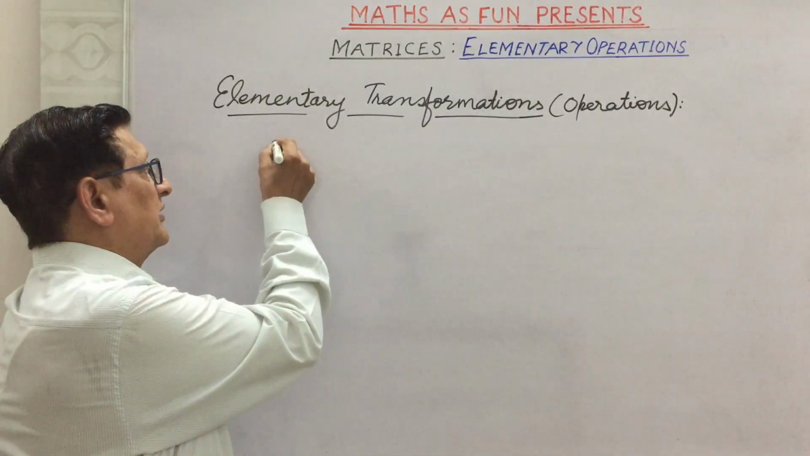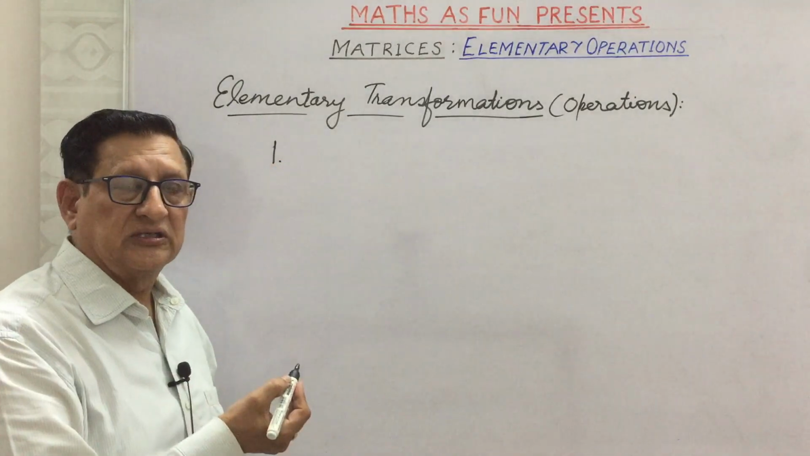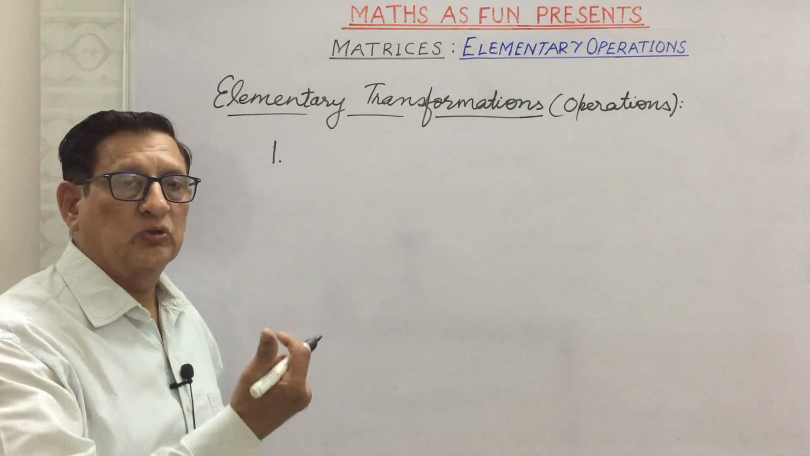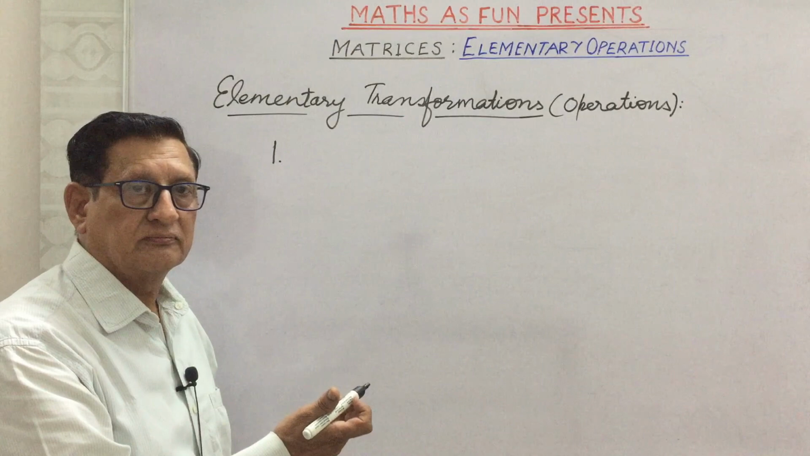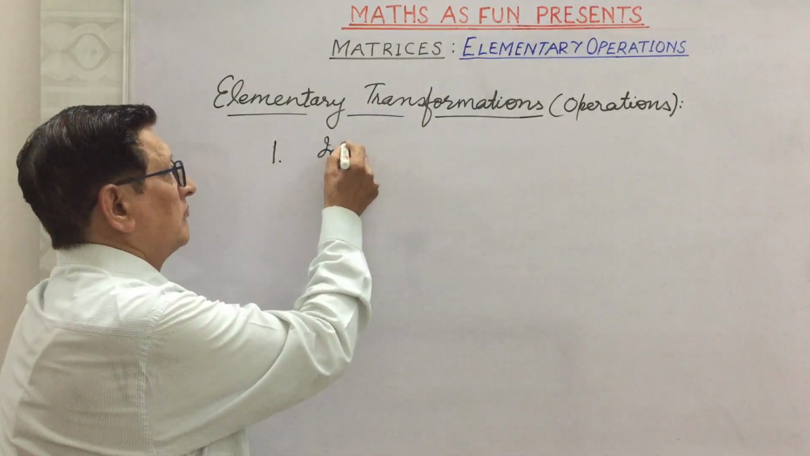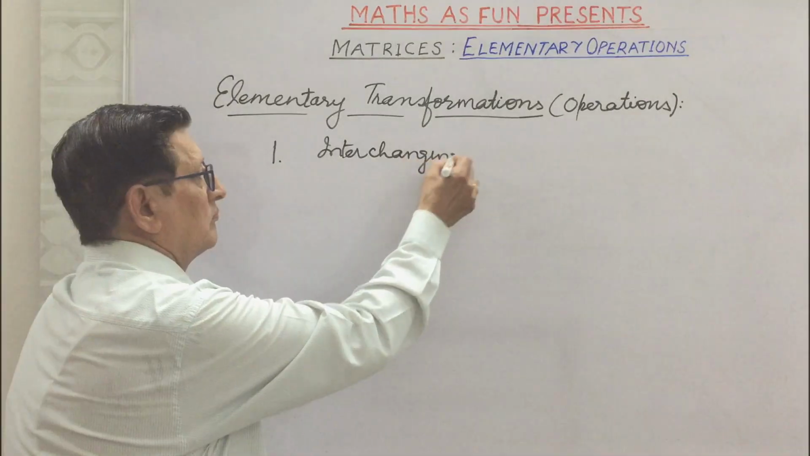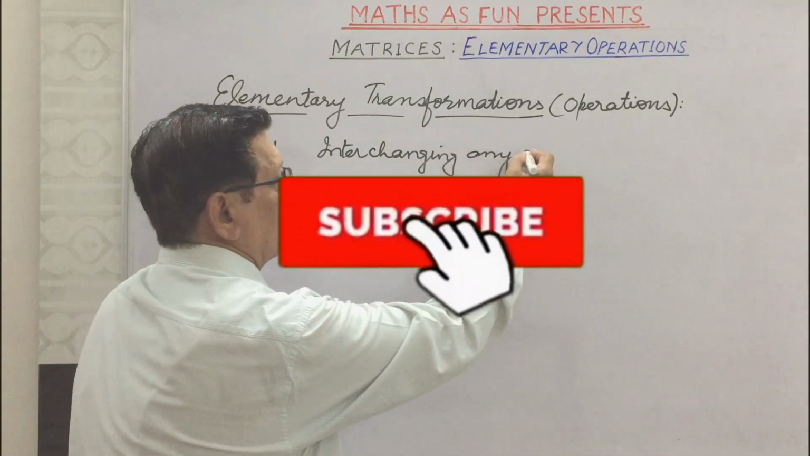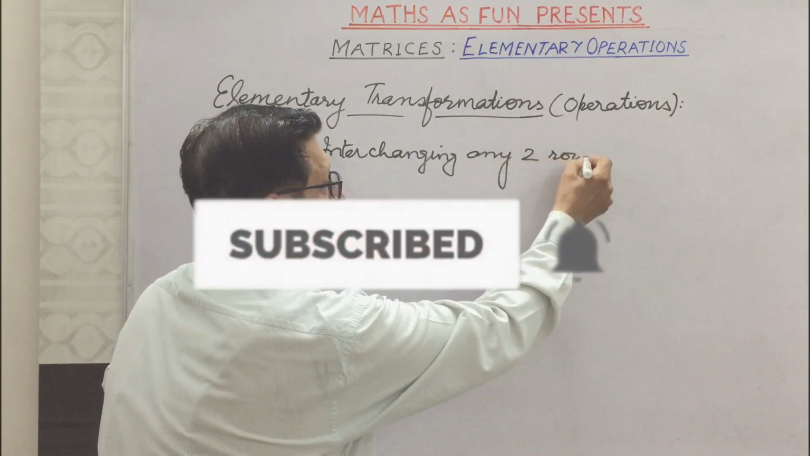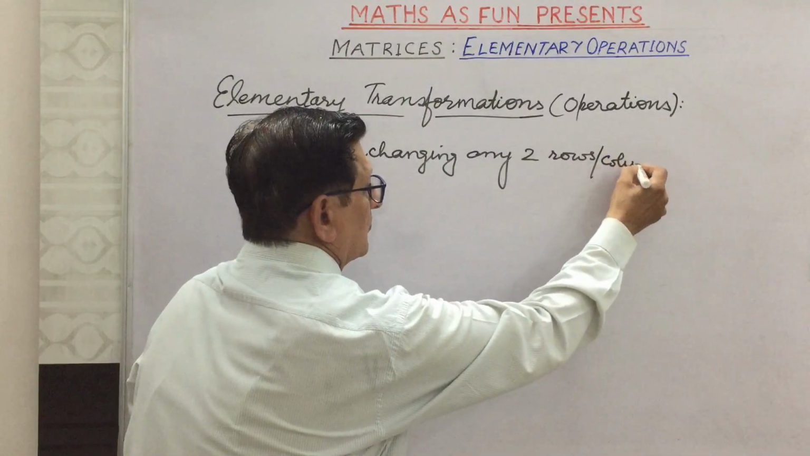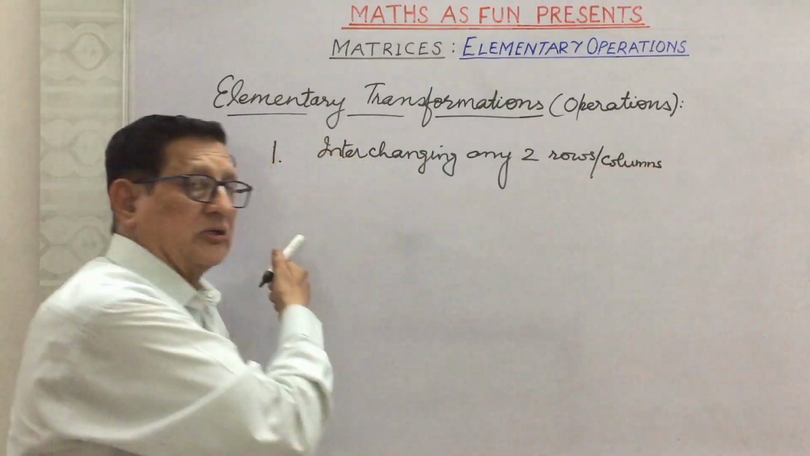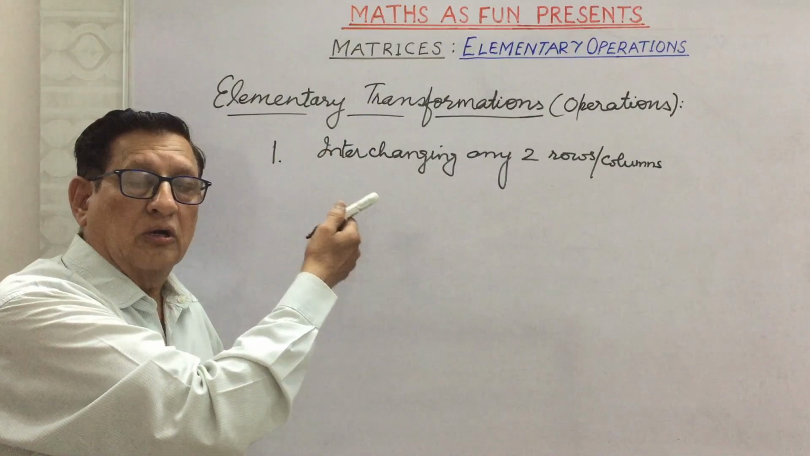The first elementary transformation of the matrices is interchanging any two rows or columns.